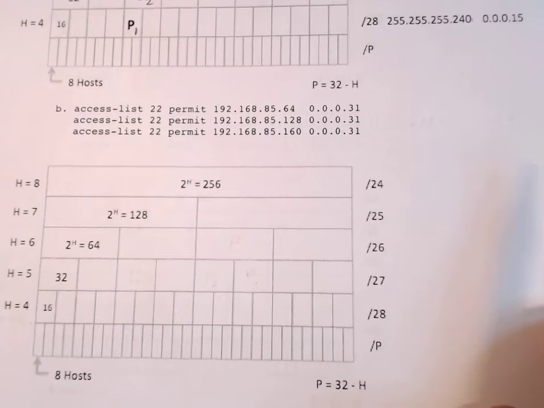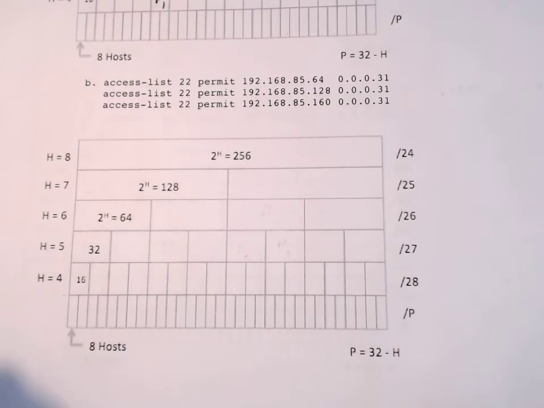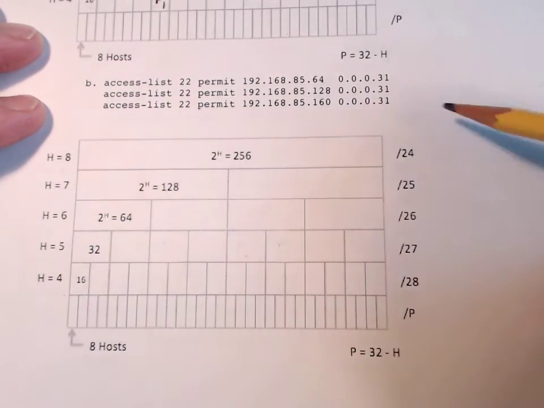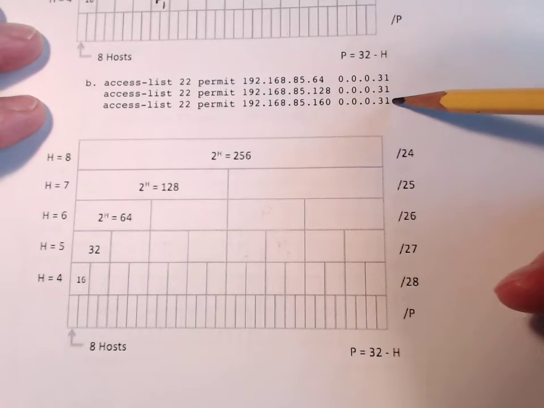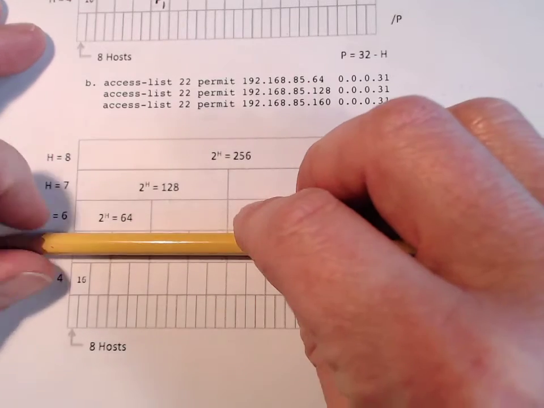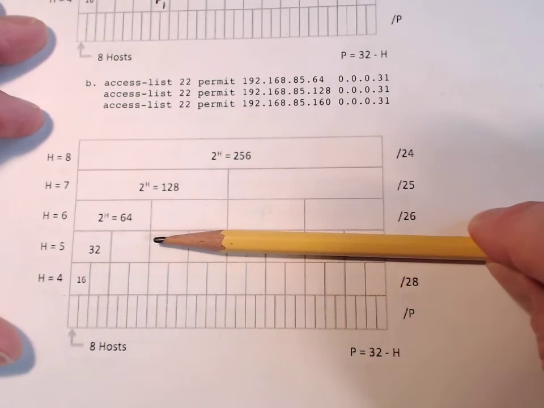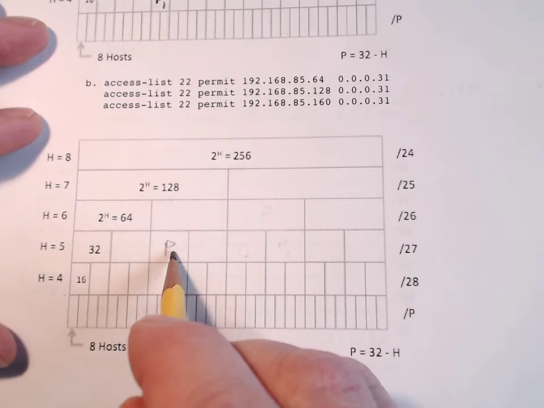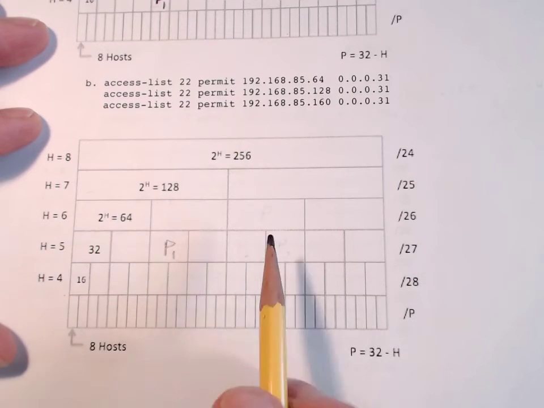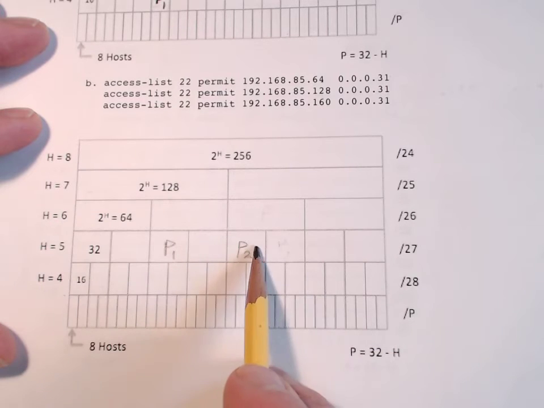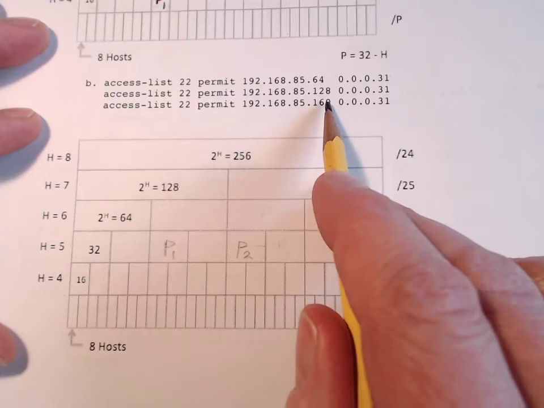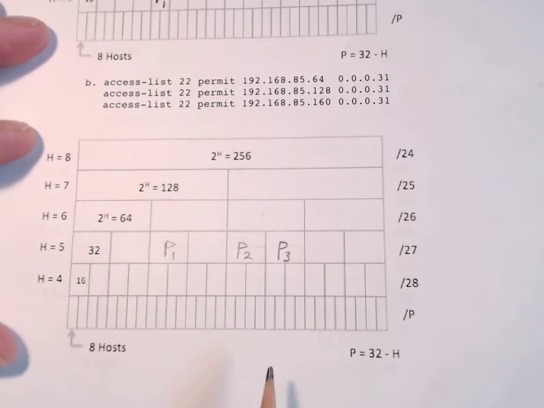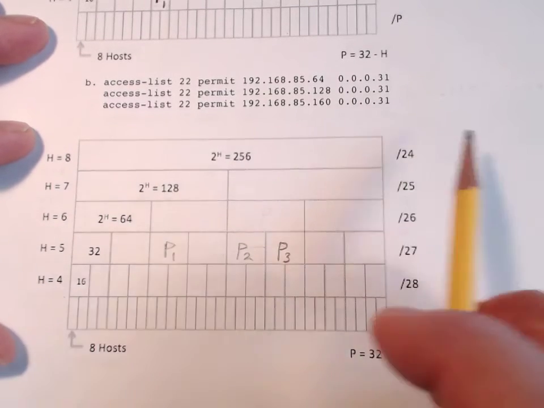Okay, so let's do the other problems and do the same thing here. Part B has 3 entries, and they are 3 permits, all of subnets of size 32 addresses. And so we're going to be working at this level of the diagram here. One starts at address 64, so I go over to 64 and I'm going to permit from there. The next one starts at 128 and I'm going to permit from there a block of width 32. And then the next one starts at 160, which is 128 plus 32. I'm going to permit a block of 32 from there. And then you have to remember that there's an implicit deny beyond that.